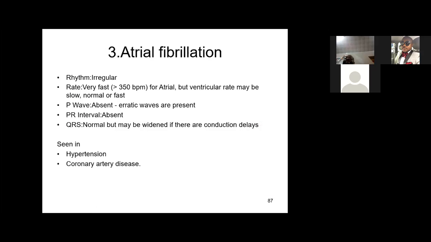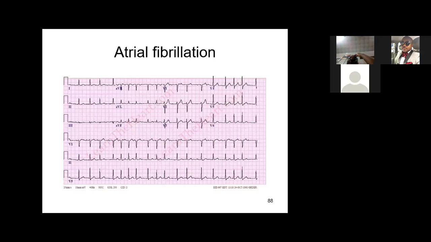Atrial fibrillation, we saw it earlier, but let's repeat it again. The rhythm is irregular, the rate is very fast. There's no P wave. The PR interval is absent, and the QRS is normal, but it may be widened if there are conduction delays, usually seen in hypertension, for example, and coronary artery disease. This is an example of atrial fibrillation.